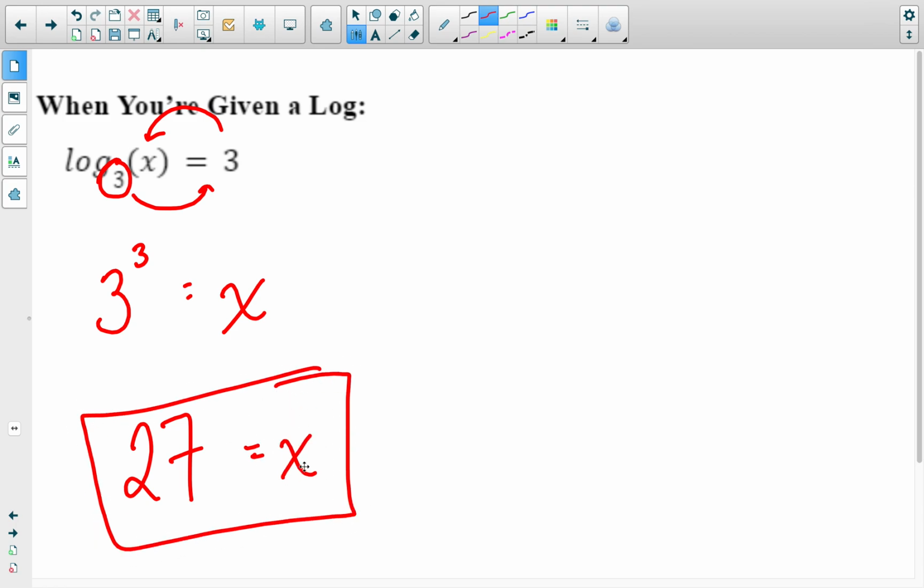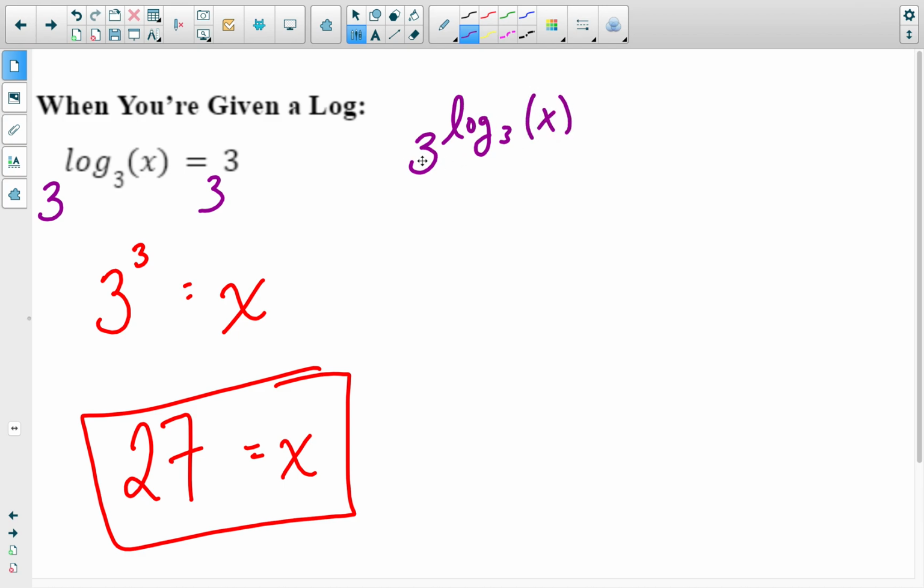So when you're given a log, we're going to raise both sides to the power of the log's base. We walked through the swirly method, but basically what we're doing is raising both sides to the power of 3. If you say 3 to the power of log base 3, those cancel each other out, so you're just left with whatever is inside. This in general is true for logs.